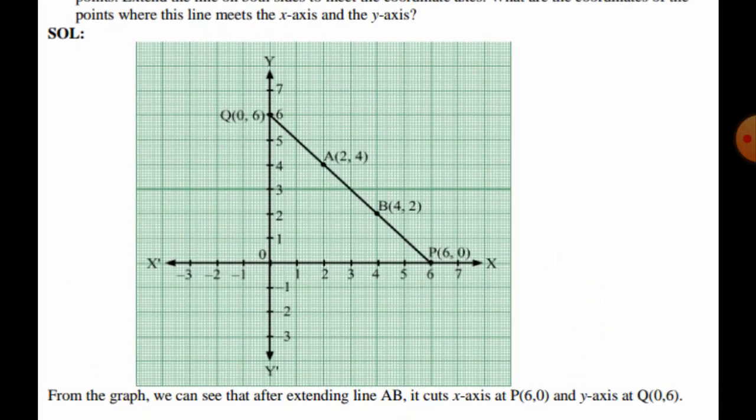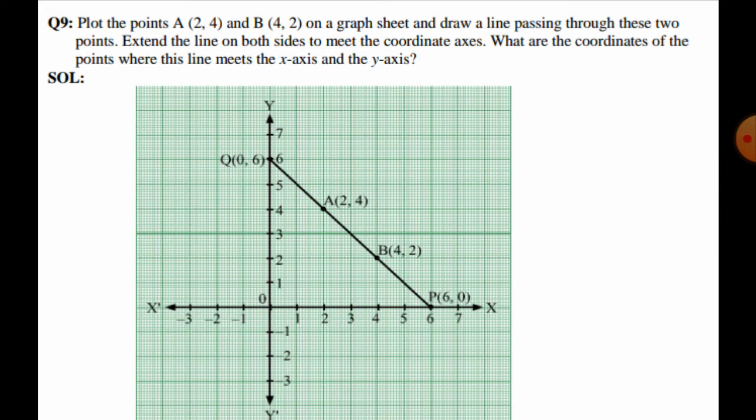Now in question number 9: plot the point A (2, 4) and point B (4, 2) on a graph sheet and draw a line passing through these 2 points. Extend the line on both sides to meet the coordinate axes. What are the coordinates of the points where this line meets the x-axis and y-axis?